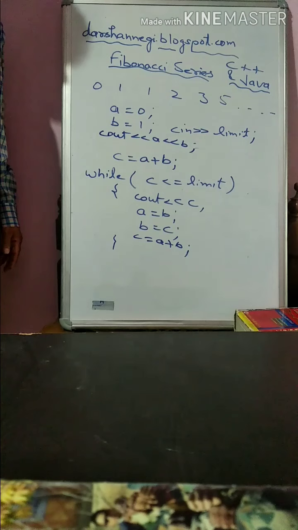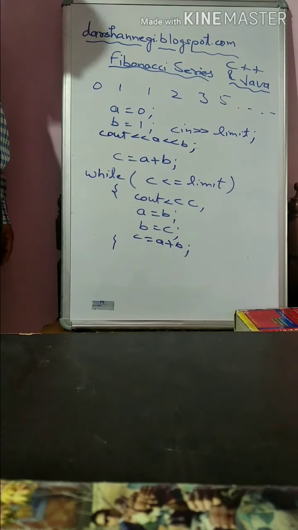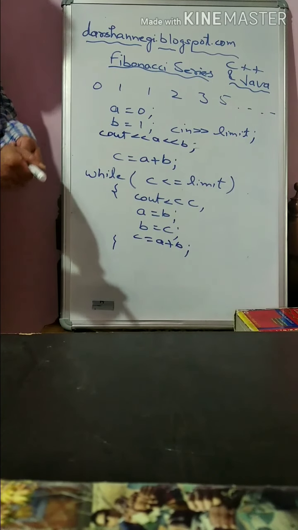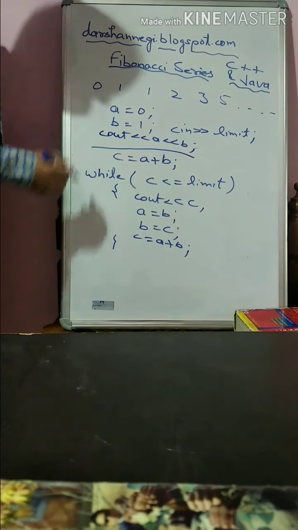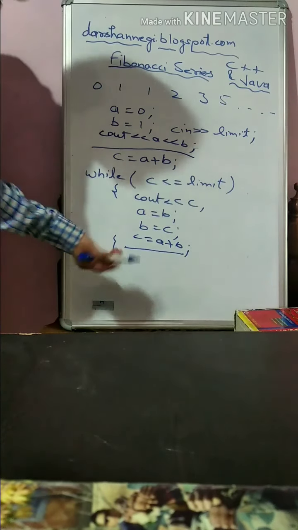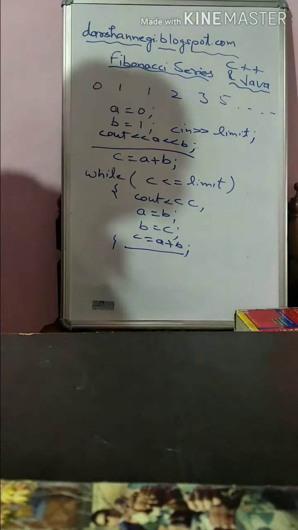So that was the C++ program. In case you want to convert the same program into Java, that's very simple. Most of the statements are the same. The cout statement we have to replace with the System.out.println statement. System.out.println statement, you know it already.